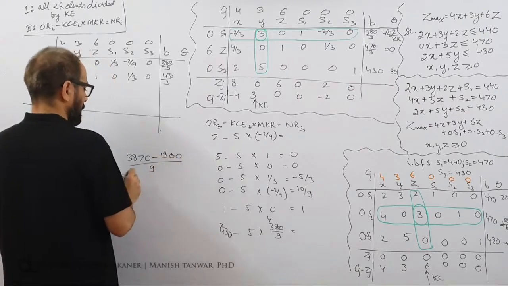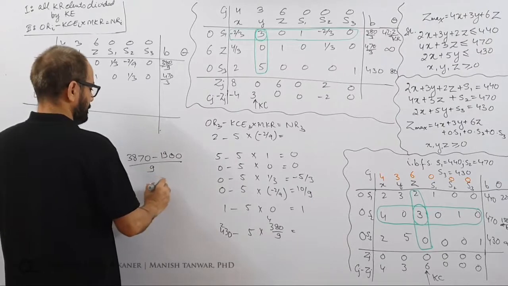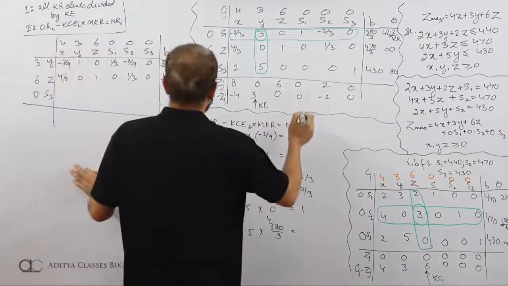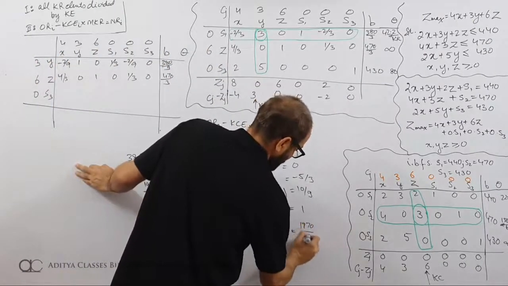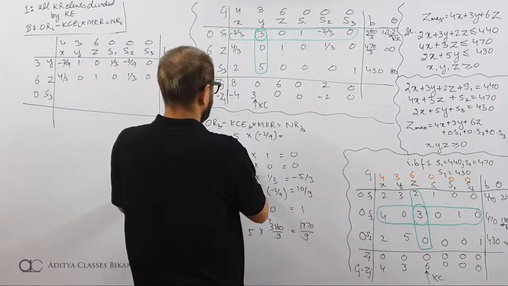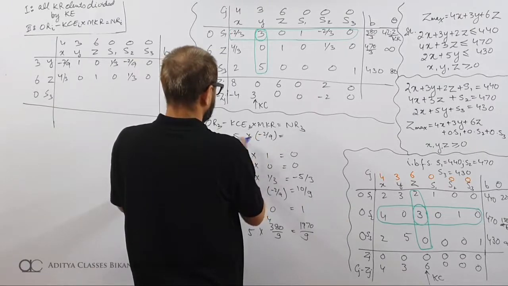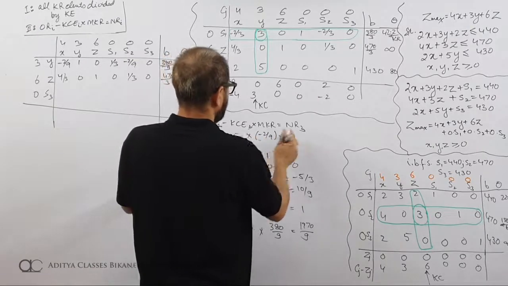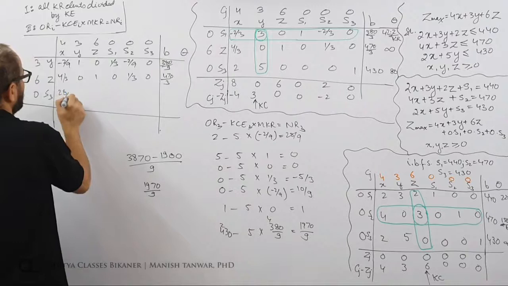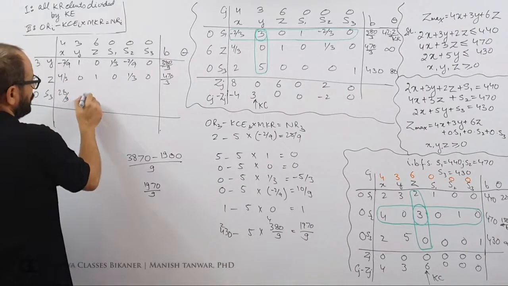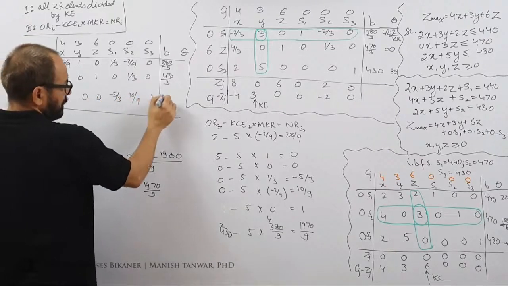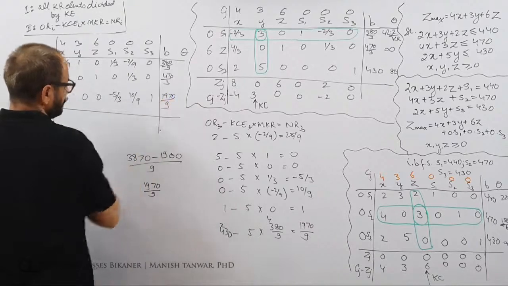upon 9, making it 70, 1970 by 9. So what do I get? I get a, this one I have not solved. This will be plus. So 9 2s are 18, 18 plus 10, 28 by 9. Then there is a 0, 0, minus 5 by 3, 10 by 9, 1 and 1970 by 9.